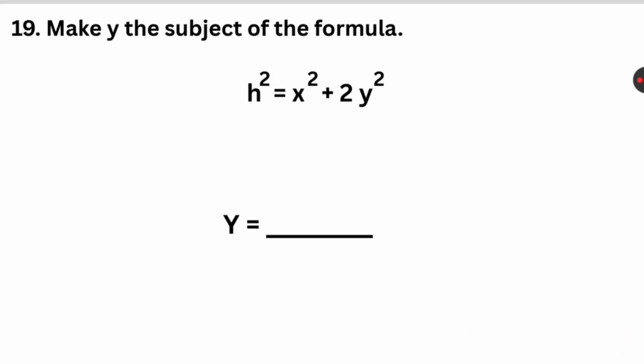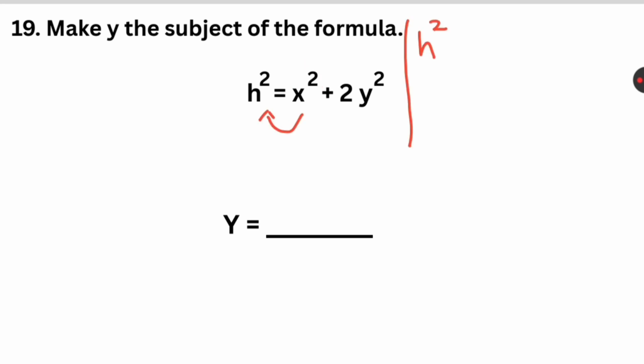Make y the subject of the formula h² = x² + 2y². We need to make y the subject. Here is our y, and the remaining x², the multiplication and the power 2, everything we have to remove one by one. Then we will get the subject y, isn't it? First we have to remove this x². Already we have h².